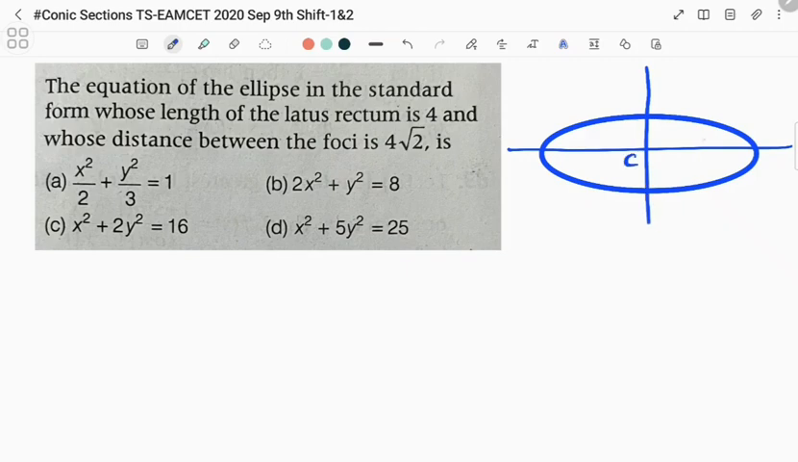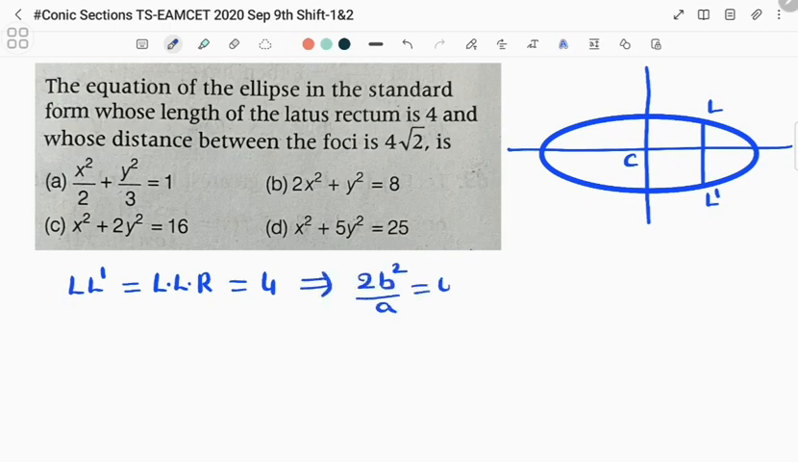This is the center. Length of latus rectum is 4. This is called the length of latus rectum, LL dash. Given information is LL dash, length of latus rectum, LLR, is equal to 4. That implies the LLR formula 2b square by a is equal to 4. That implies 2b square is equal to 4a. That implies b square is equal to 2a.